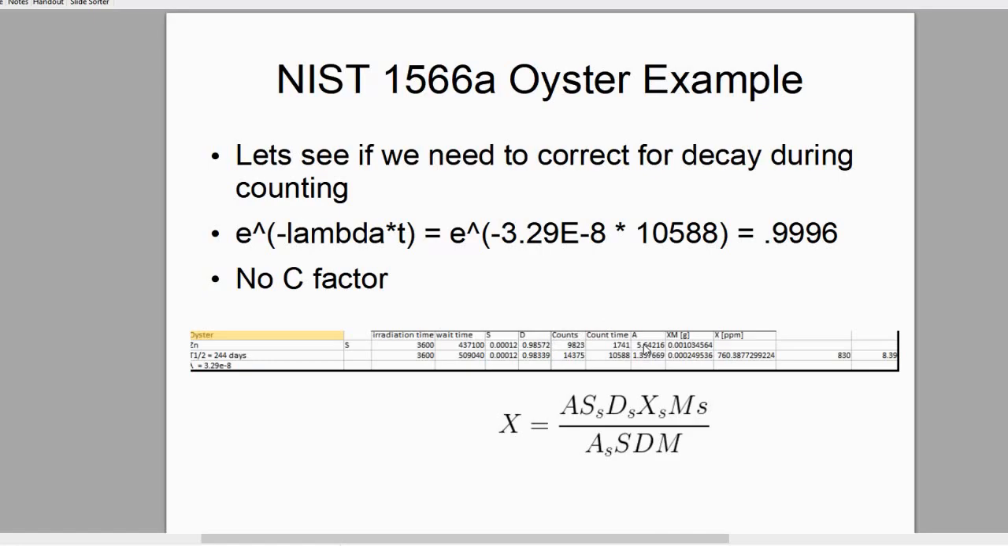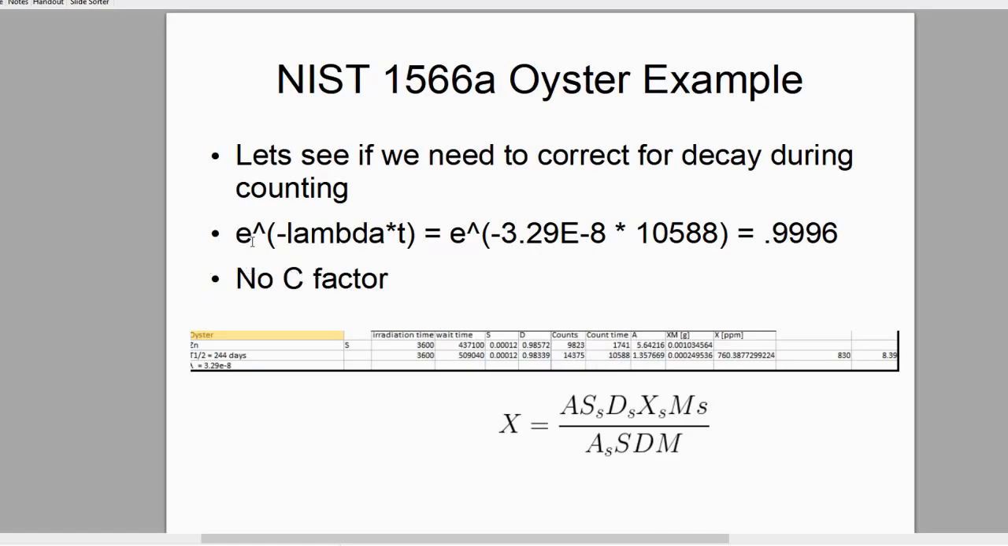This is where you need to go back and make sure that you can treat your activity as constant during your counts, or during your measurements. So our longest count time was 10,588 seconds, and it's the same isotope, so it's the same half-life. If I'm confident that my activity was constant for this long count time, I can be confident that it's constant for the short count time. So I'm only going to test the long one.